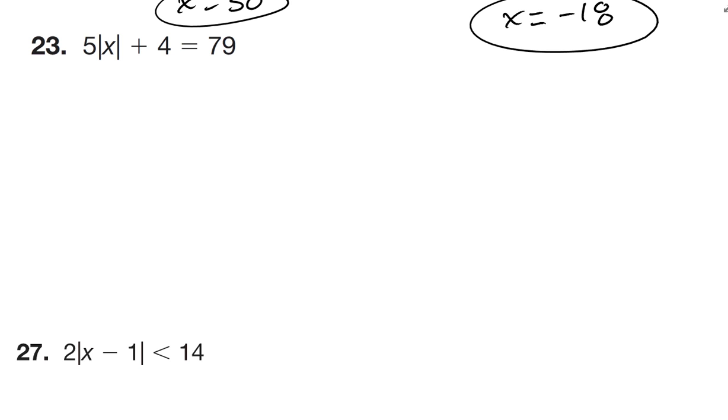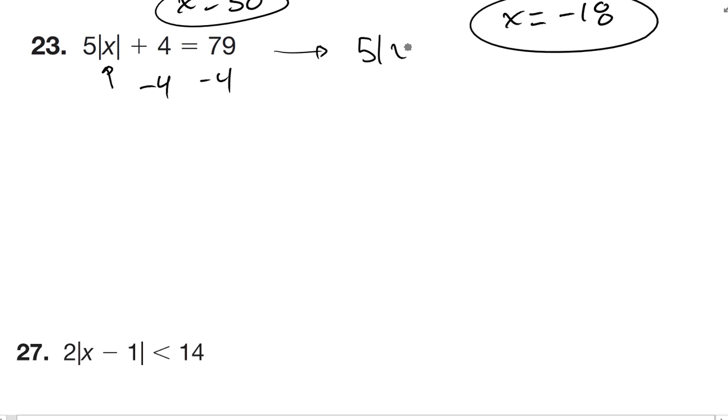23. Same thing, I need to isolate the absolute value portion first. The absolute value portion is pretty straightforward, but in order to get it alone, from each side of this equation, I'm going to subtract 4. And I guess I'll write it over here. This is going to become 5 times the absolute value of x, and that will equal 79 minus 4, which is the number 75.